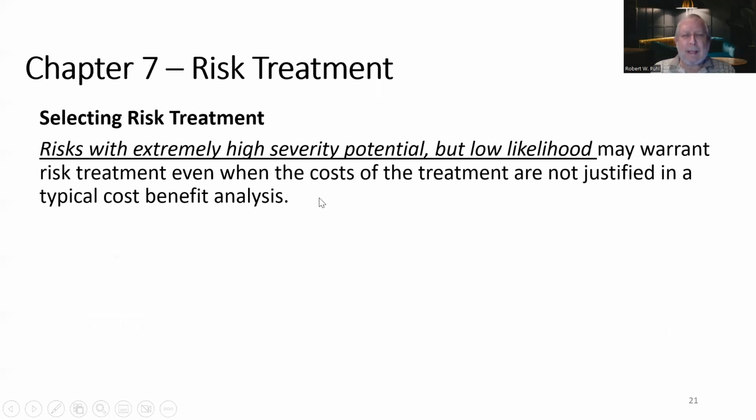Risks with extremely high severity potential but low likelihood may warrant risk treatment, even when the costs of the treatment are not justified in a typical cost-benefit analysis. How do you put a cost on somebody's life? So I think that's what they're trying to say here. High severity potential usually means if there's an accident, somebody or some people are going to die. But low likelihood, so that might not happen, and it might turn out to be a pretty expensive treatment. But if it has that severity to it, then you might want to do that treatment.